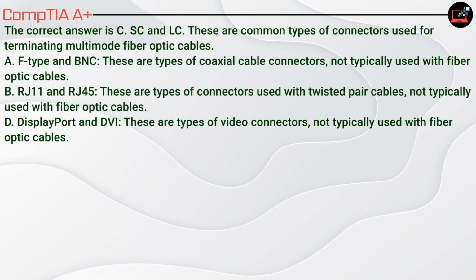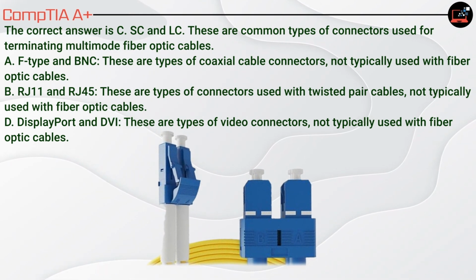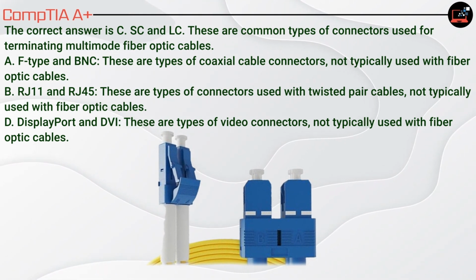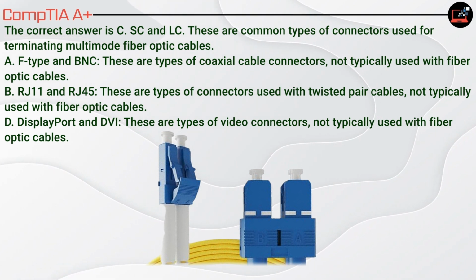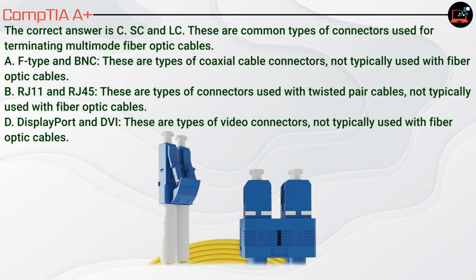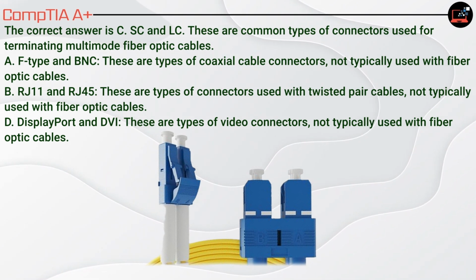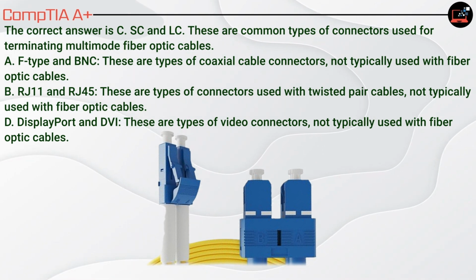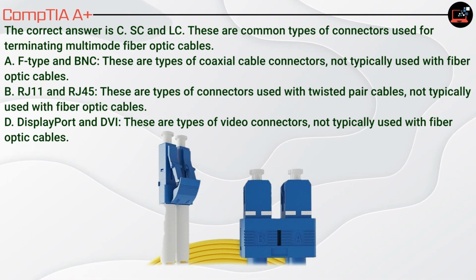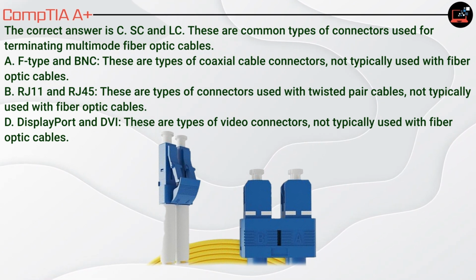The correct answer is C. SC and LC. These are common types of connectors used for terminating multimode fiber optic cables. A. F-type and BNC. These are types of coaxial cable connectors, not typically used with fiber optic cables. B. RJ11 and RJ45. These are types of connectors used with twisted pair cables, not typically used with fiber optic cables. D. DisplayPort and DVI. These are types of video connectors, not typically used with fiber optic cables.